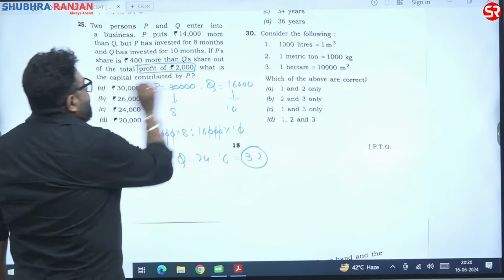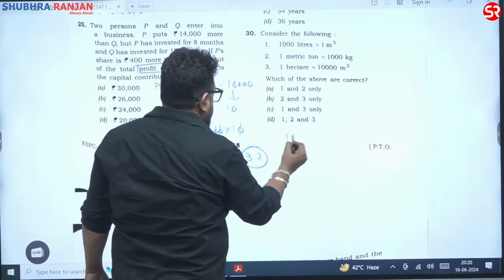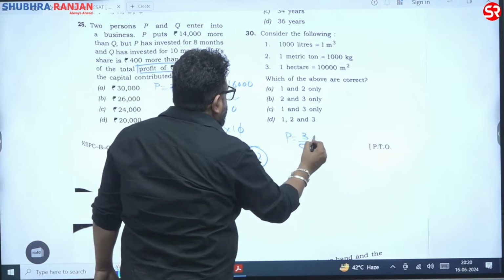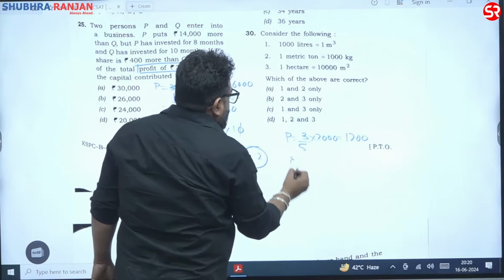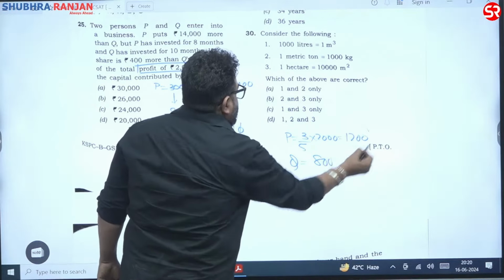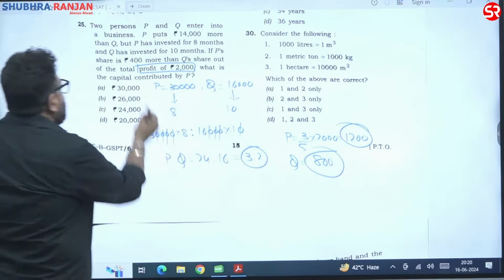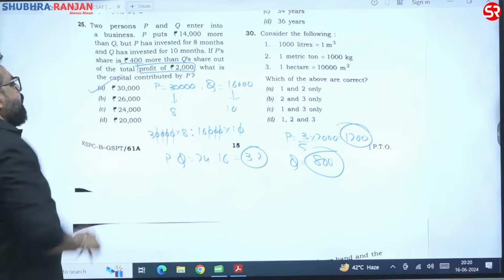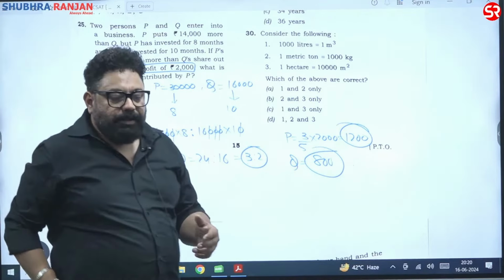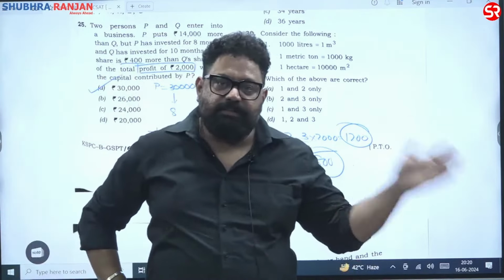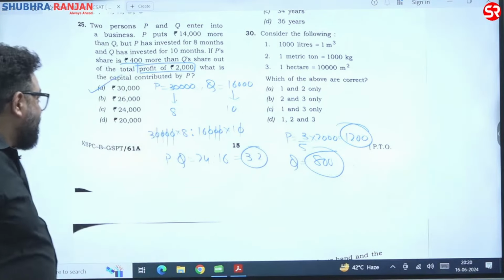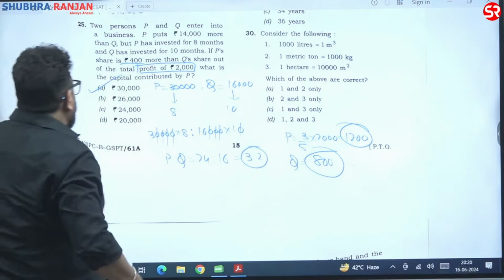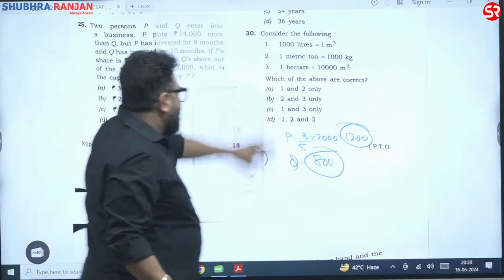So now profit is 2,000. In that case, P would be earning 3 by 5 times 2,000, which is 1,200, and Q would be earning 800. What is the difference between 1,200 and 800? 400, which is given to you. Answer is this. So by options only, you are able to easily solve this question. That is how I have done it. I have not taken any XYZ. I would prohibit all of you also not to take it, right?